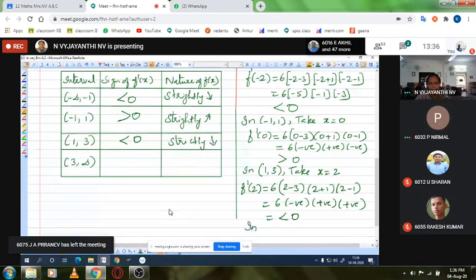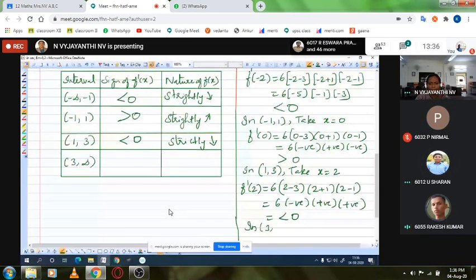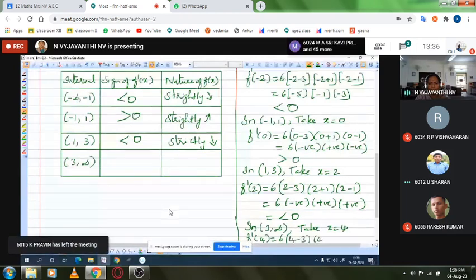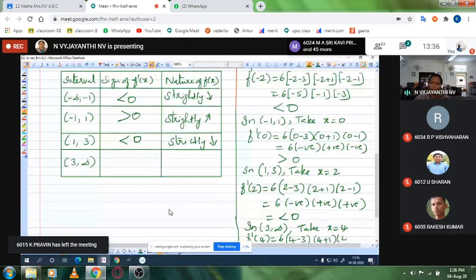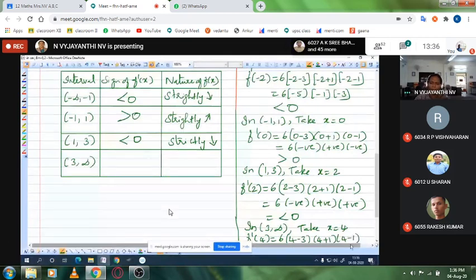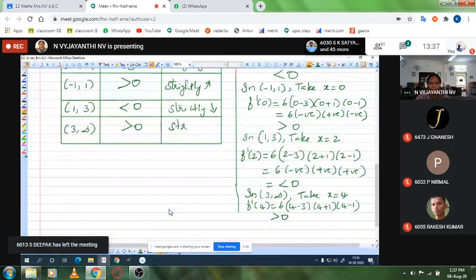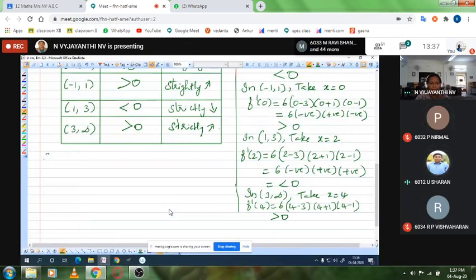So what is the last interval? 3 comma infinity. Take x as 4. So we will have f dash of 4, 6 into 4 minus 3, 4 plus 1, 4 minus 1. What will you get? Positive. Greater than 0, so strictly increasing.